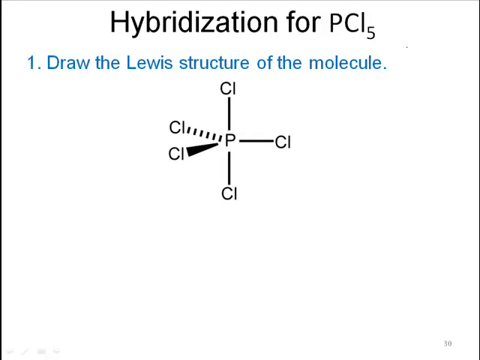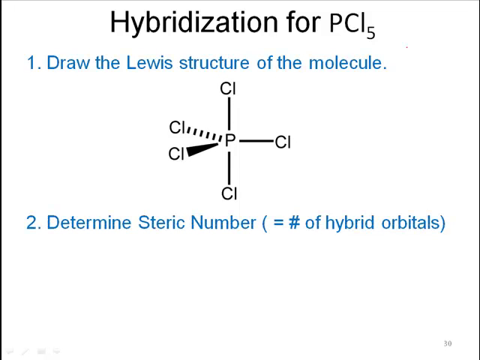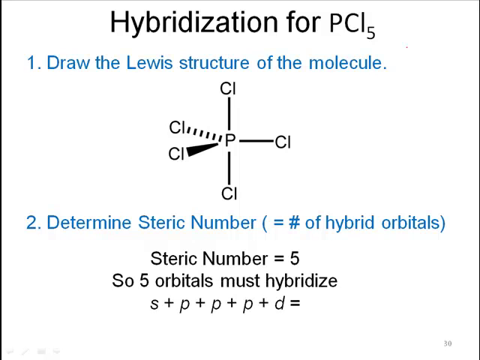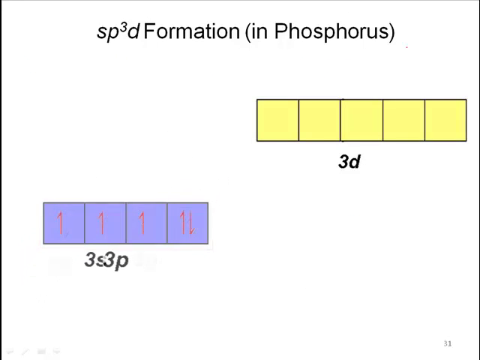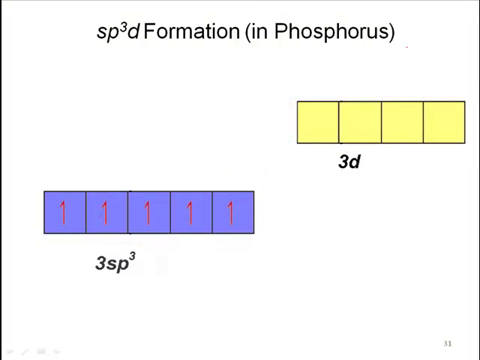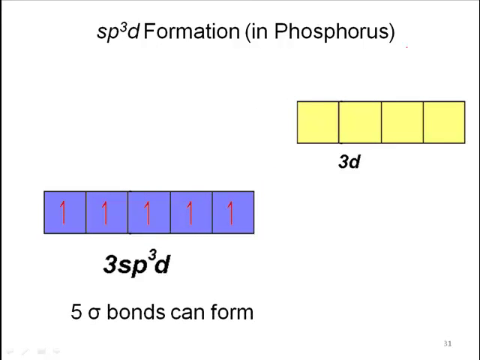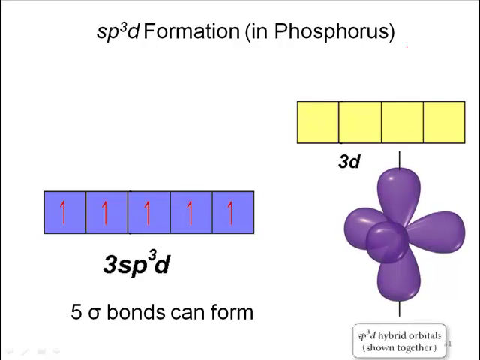Now, if we have something like PCl5, okay, you want to draw the Lewis structure of the molecule. Steric number is 5, so 5 orbitals must hybridize. And that's what's called sp3d. What this looks like in phosphorus, you've got one extra electron, so it goes into one of the d orbitals. 5 sigma bonds can form, and sigma bonds are what we normally think of as the single bonds in general.